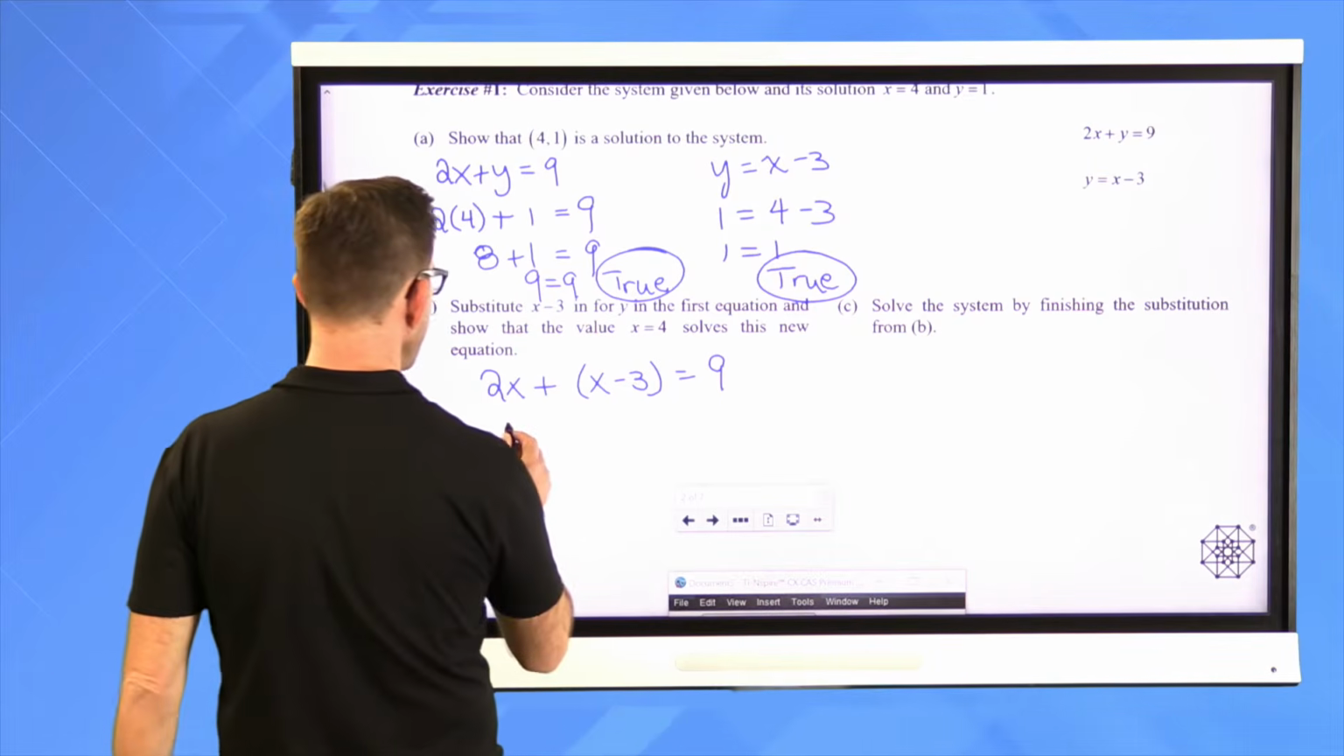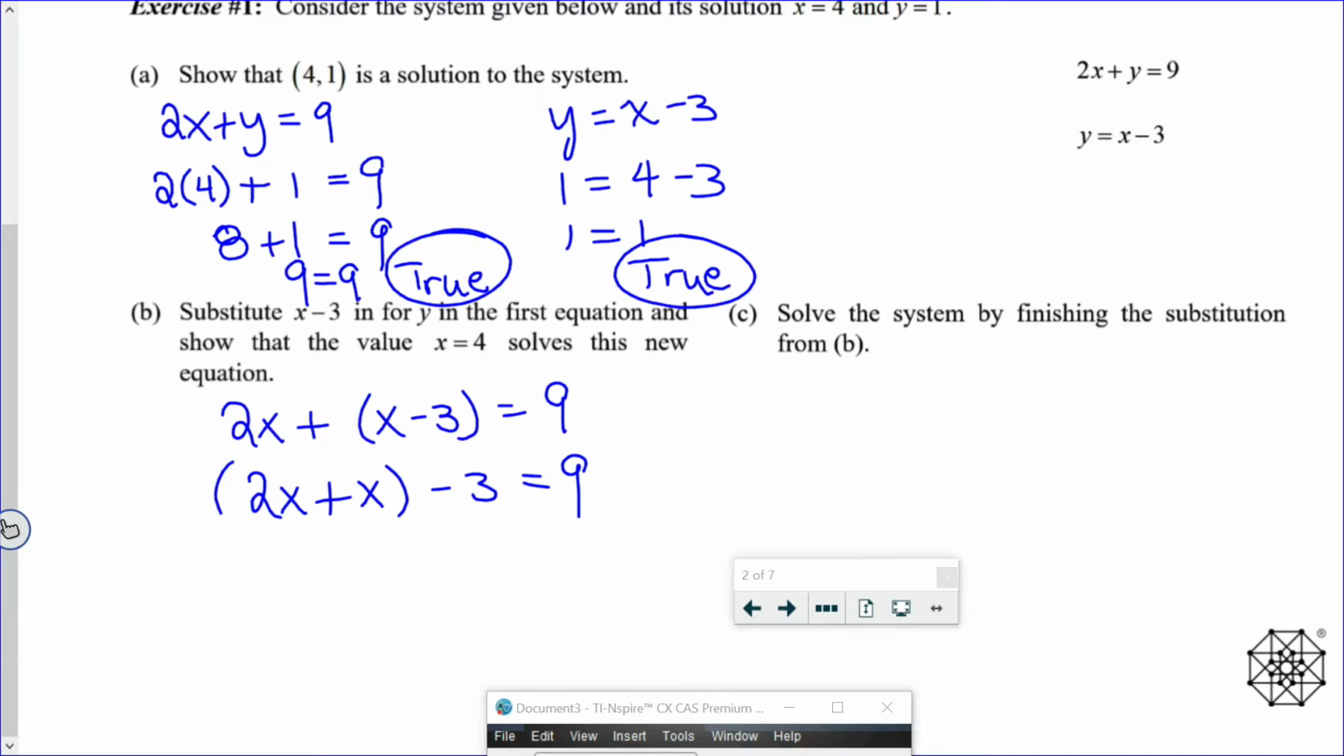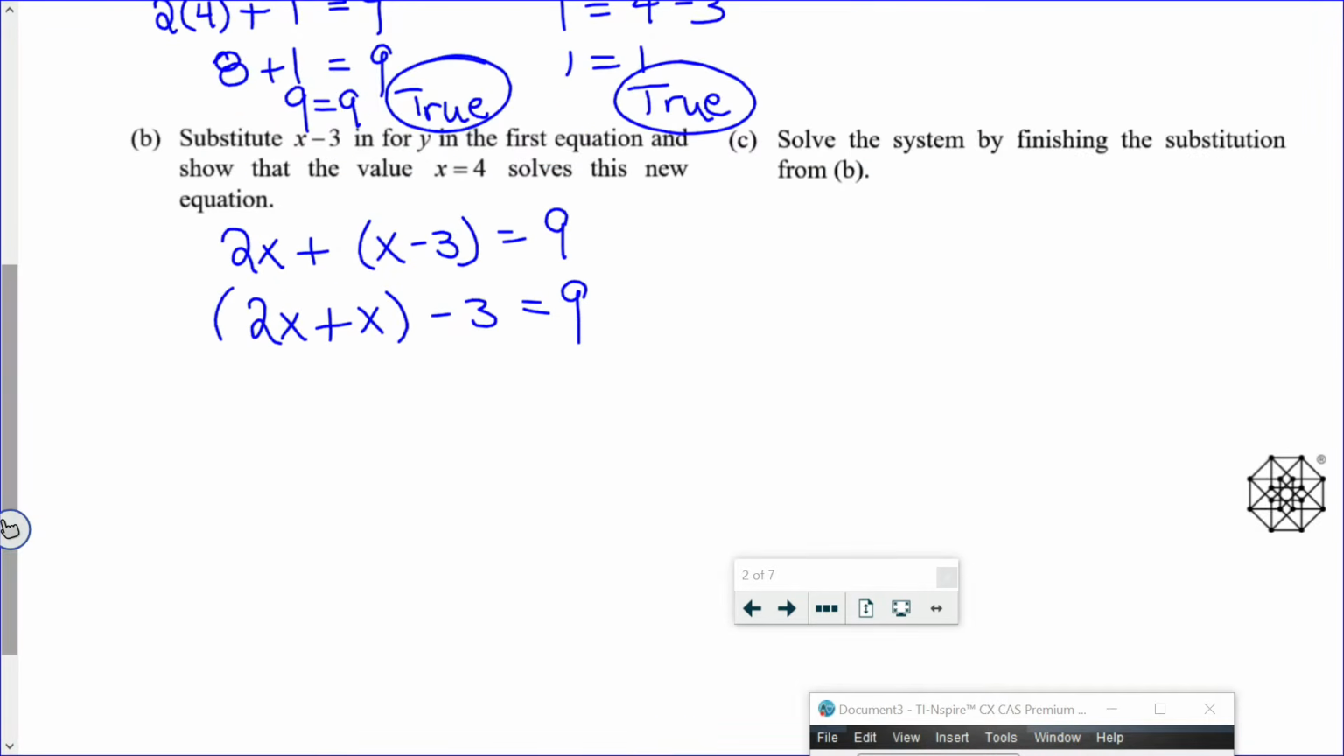In fact, right, I can do this by using the associative property of addition and simply combine these like terms. I get 3x minus 3 is equal to 9. I'm going to add 3 to both sides. I'm going to get 3x is equal to 12.